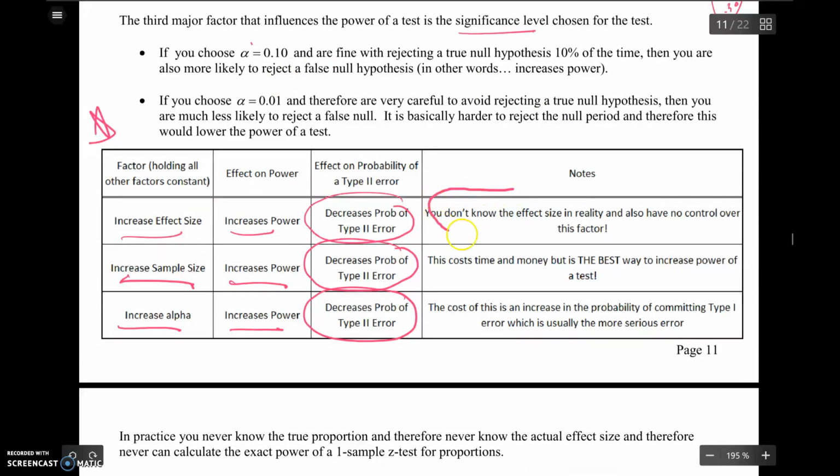You don't really have control over the effect size. You don't really have control over the alpha value because you're not supposed to change that. Alpha is the probability you commit a type 1 error, right? So if you increase that, then you increase your chances of making a type 1 error, which is usually the more serious mistake. So really, the only thing you can do in practice, in the real world, is increase your sample size, which costs money and time and resources.